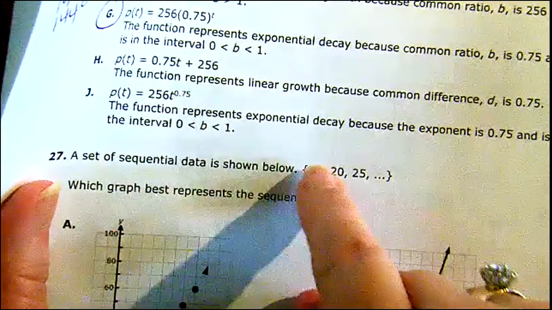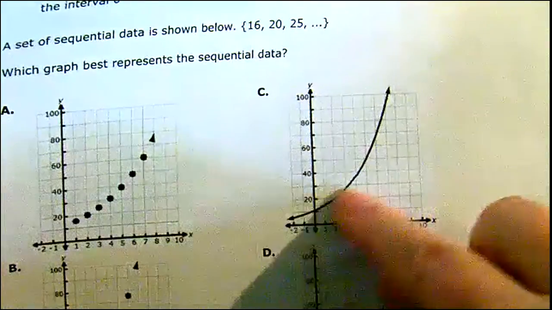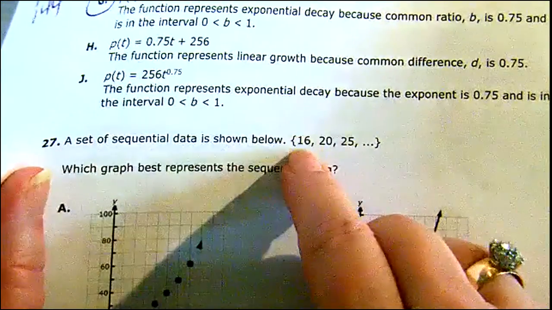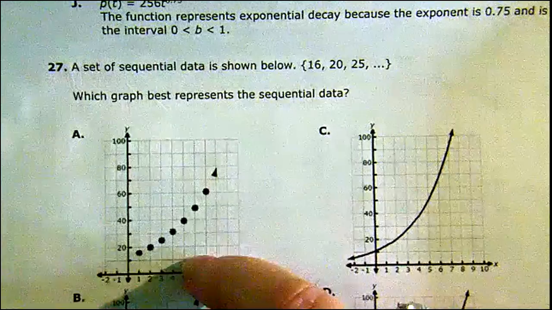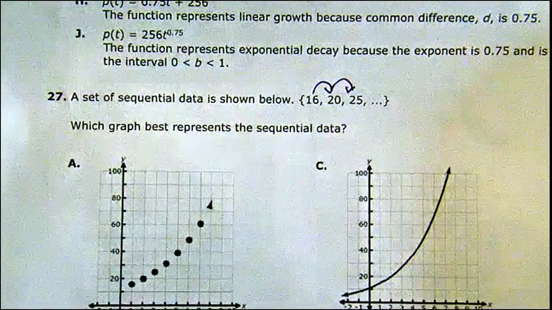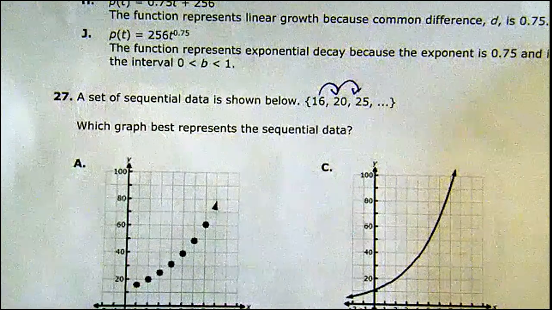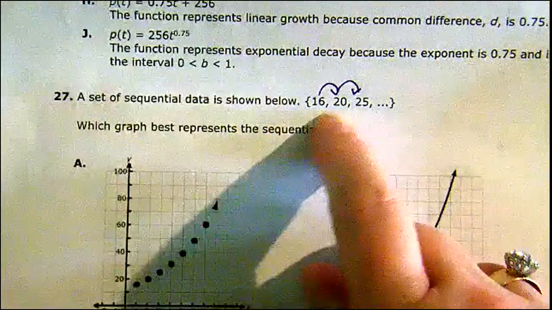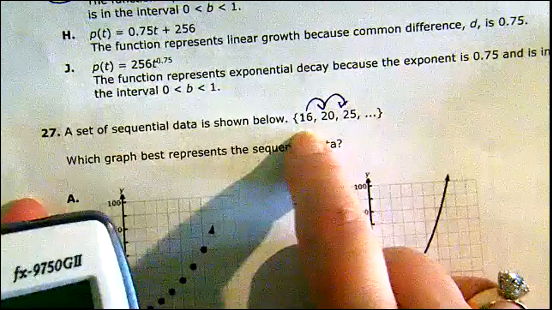Well, it's going to be one of these two. I know this is discrete, which is dots, so I know it's not going to be one of these, because these are continuous. This is just dot, dot, dot. So 16, 20, 25, it looks like it's both of these, but what I need to do is find the common ratio. So I'm going to back it up. I'm going to go backwards, and ask: what would I divide to find the ratio?